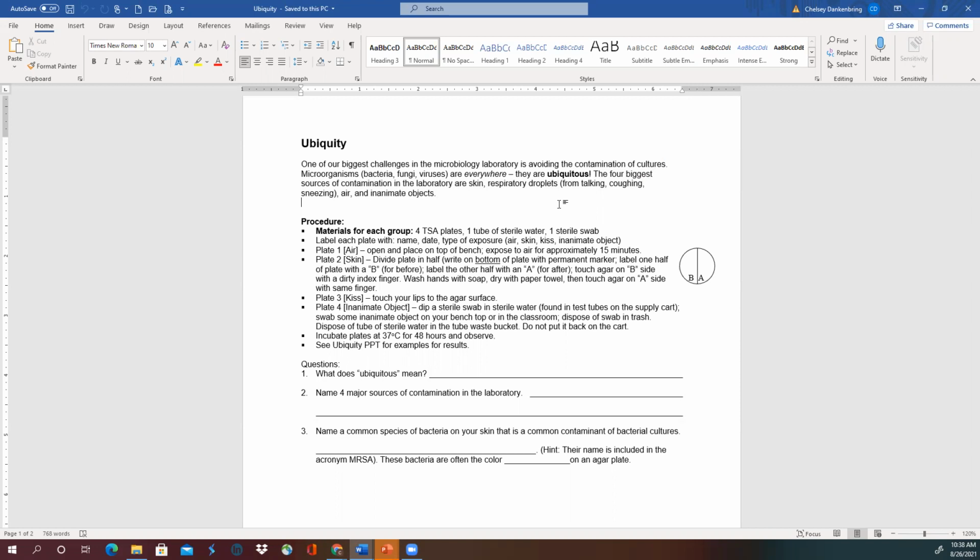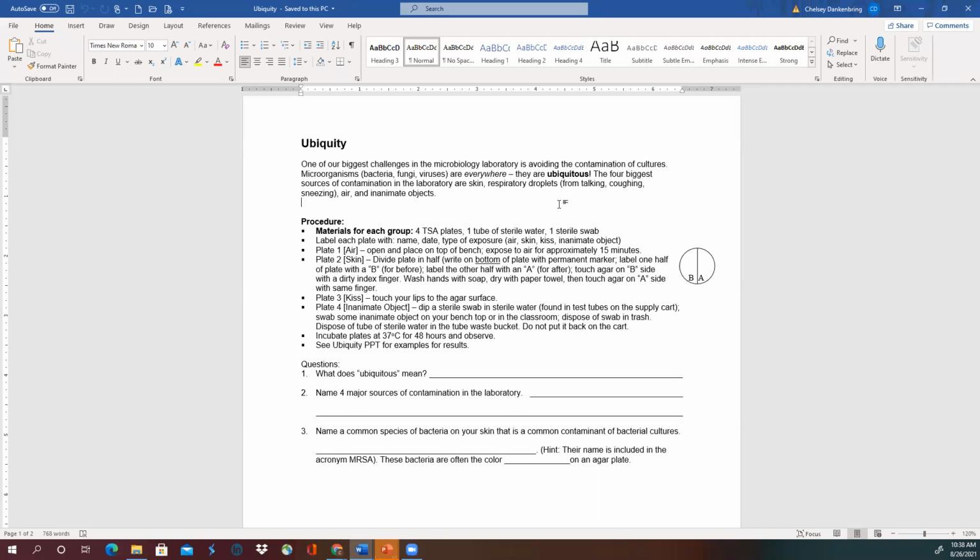And so as you touch things, you can potentially contaminate your workspace, yourself, your cultures. So that's why we always wear gloves and we're very careful. Another big one are respiratory droplets.